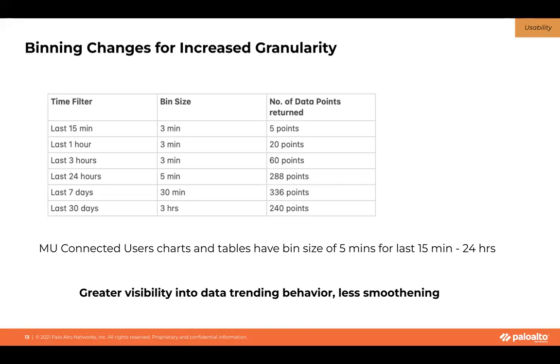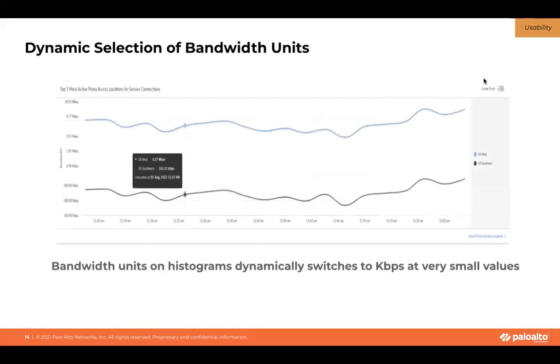So for the bandwidth charts, we actually get data every minute, but we are showing you on the charts every 3 minutes. So this definitely provides you greater visibility into the data trending behavior, less smoothing. So it definitely falls in the bucket of the usability enhancements.